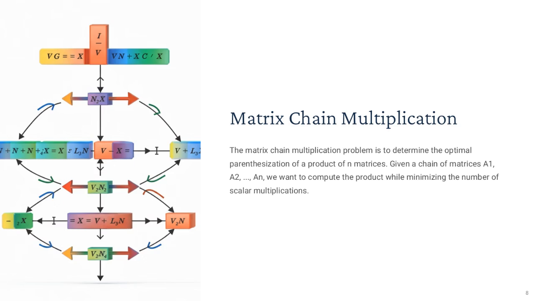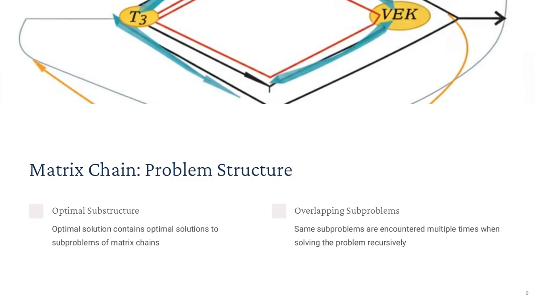The problem does not require actually performing the multiplications. Instead, the goal is to determine the sequence of operations with the lowest computational cost. Dynamic programming provides an efficient way to solve this problem by evaluating all possible parenthesizations and selecting the one with the minimum cost. The process involves breaking the problem into overlapping subproblems, solving each once, and storing their results for reuse. The matrix chain multiplication problem relies on two key properties: optimal substructure and overlapping subproblems.